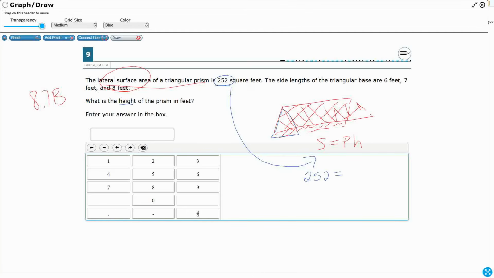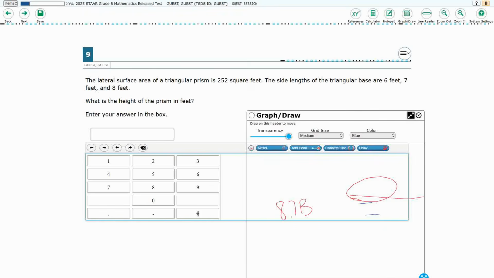Well, what is the perimeter? It's a triangle. The side lengths are 6, 7, and 8. All right, so that perimeter is going to be 6 plus 7 plus 8, which means we're simply looking for that height. So what is 6 plus 7 plus 8? That equals my lateral surface area, 252. It's going to be 13. That's 21. All right, so we just need to divide 252 by 21.